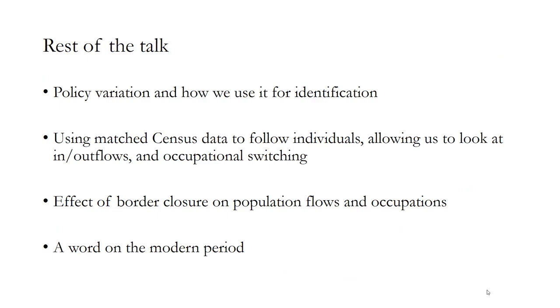Okay, so I want to say a bit more on the policy variation and how we use it, and then on the effect of border closure on population flows and on occupational switching. To do that, I'll have to explain some matched census data that we bring into the analysis that allows us to follow individuals over a decade, so we can look at who's flowing in and out of locations among the native-born, and for those native-born who stay in the location, what kinds of occupational switches do we see?